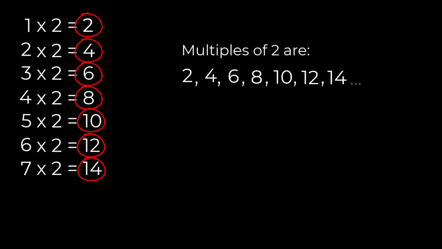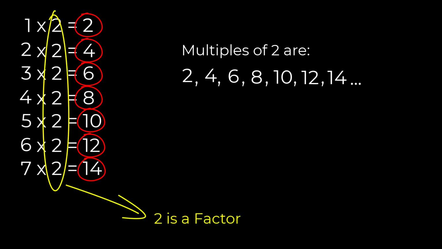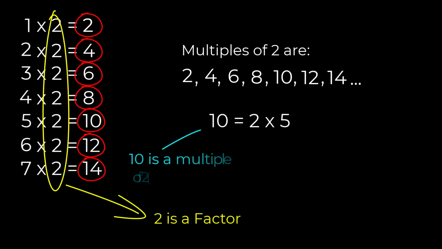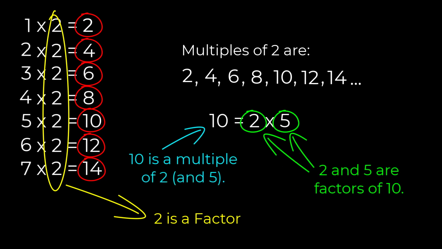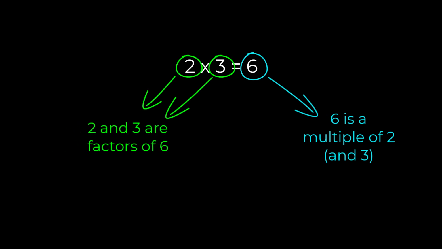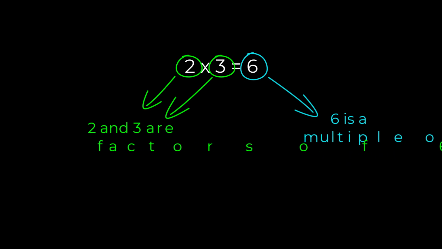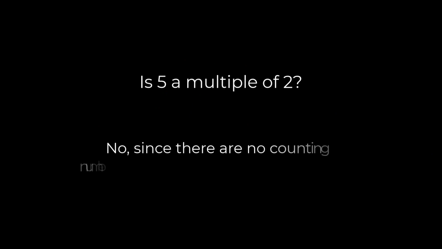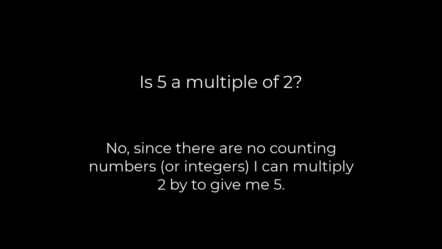All of those multiples are said to have 2 as a factor. So 10 is a multiple of 2 since 2 times 5 is 10. Both 2 and 5 are factors of 10 since the product of their multiplication is 10. A couple more examples to make sure you understand. 6 is a multiple of 2 since 2 times 3 is 6. Both 2 and 3 are factors of 6, since 2 times 3 equals 6. Is 5 a multiple of 2? It is not, since there are no counting numbers that I can multiply 2 by that would give me a solution of 5.